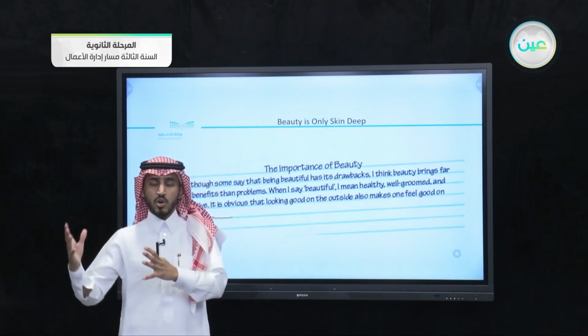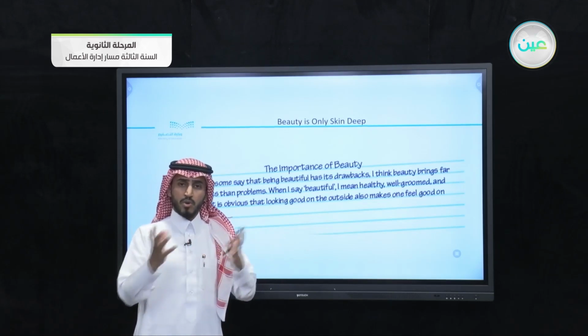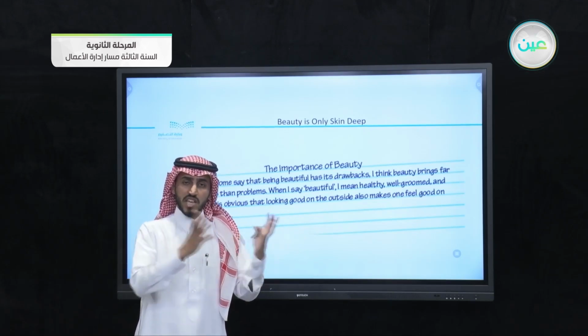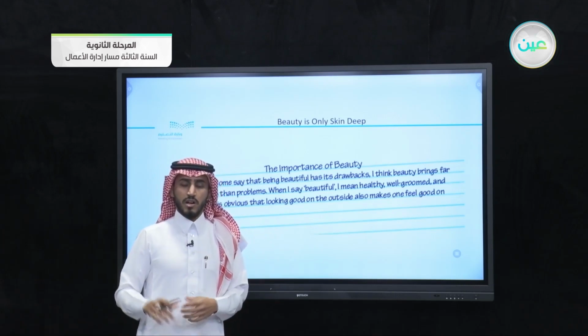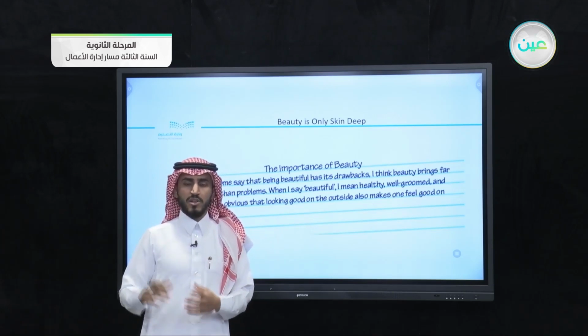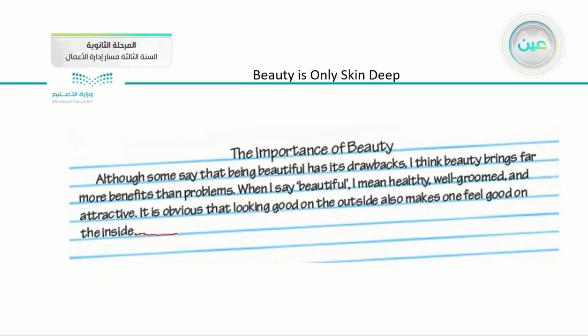You can start by stating the opposing statement, then you can put your own opinion in the following sentence. For example, although some say that being beautiful has its drawbacks, this is not the author's opinion; this is the author's opinion. You can start your essay by using although.